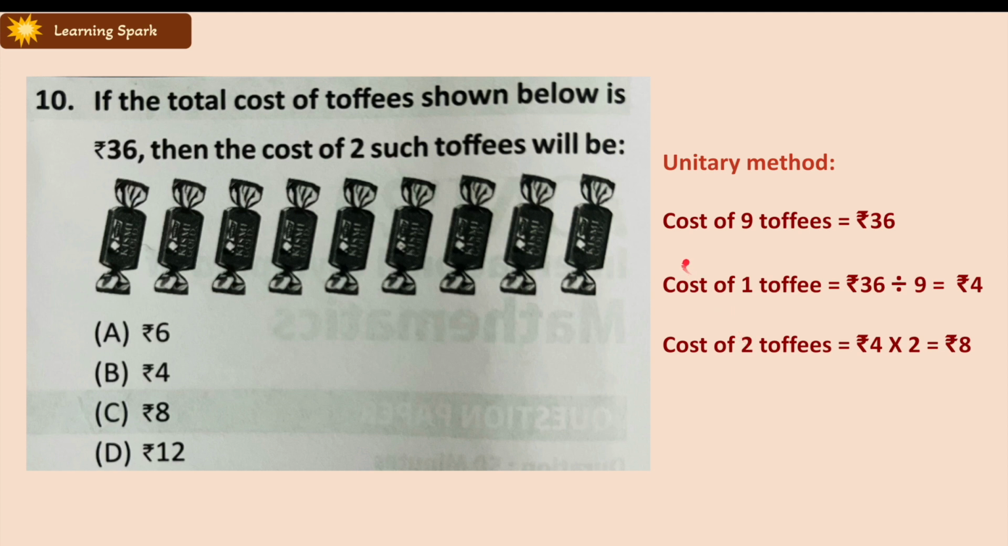Okay, so total 9 toffees are given. The total cost is 36. So for each toffee, what is the cost? The cost is 36 by 9, which is 4 rupees for each toffee, right? Then it is very easy to calculate 2 toffees. It is 4 into 2 equal to 8, right? So the answer is 8.